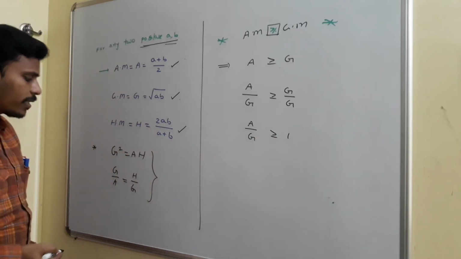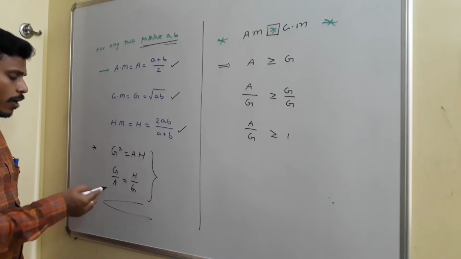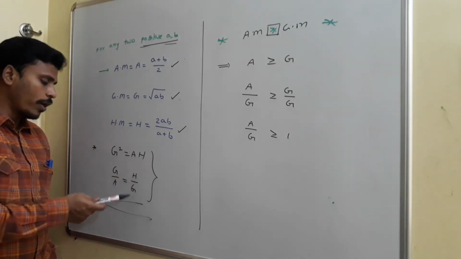And now what is A by G from this ratio? Look at this: G by A is equal to H by G.